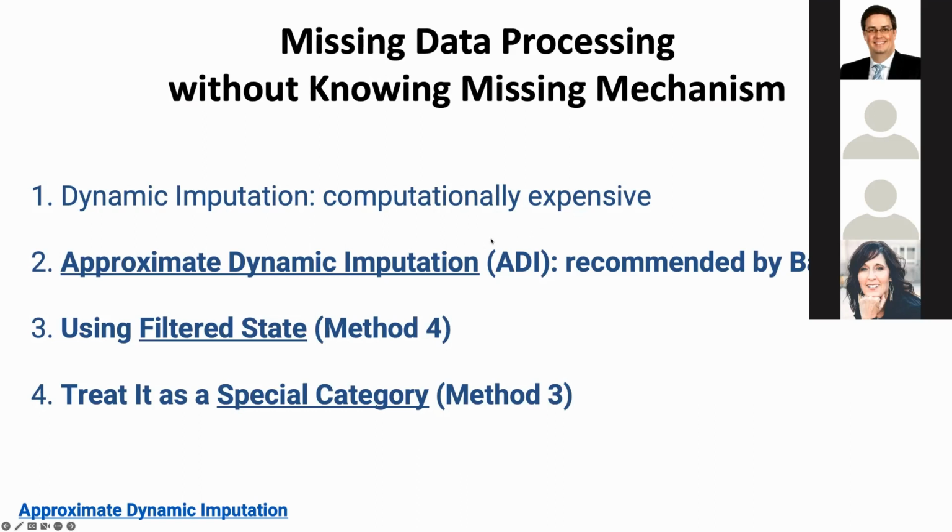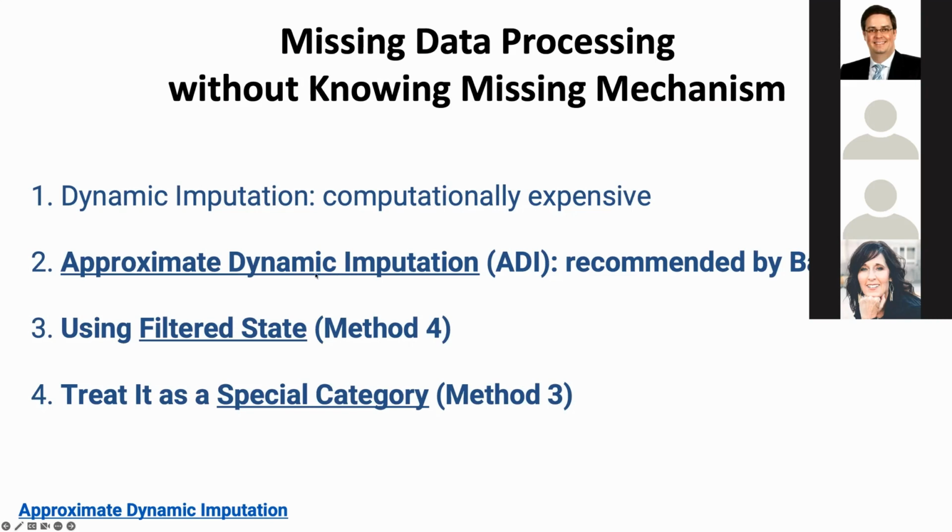You first learn a structure. You just, let's say, randomly give a value to the data and then learn the structure. And then from the structure, you impute the missing value. Based on the newly imputed missing value, you learn the structure again. You keep doing that. This is called dynamic imputation.